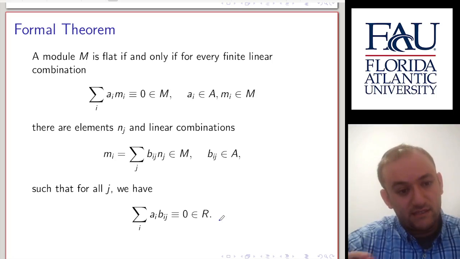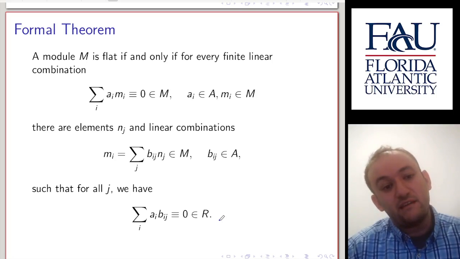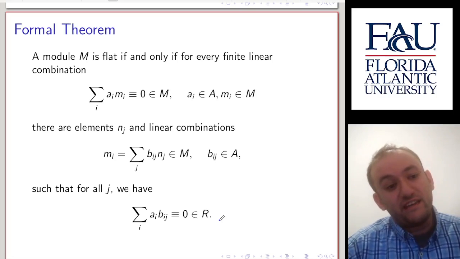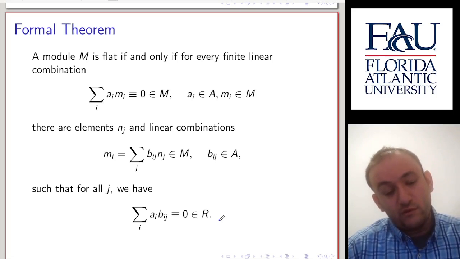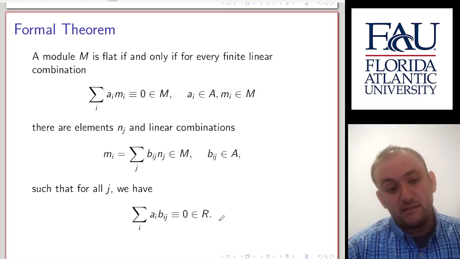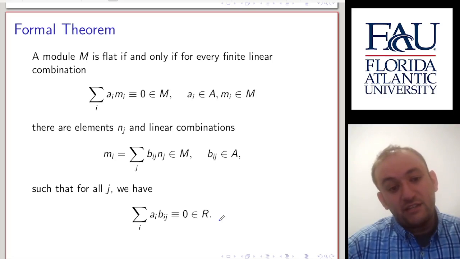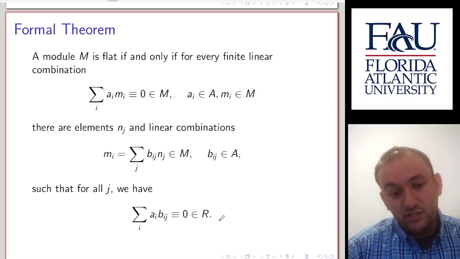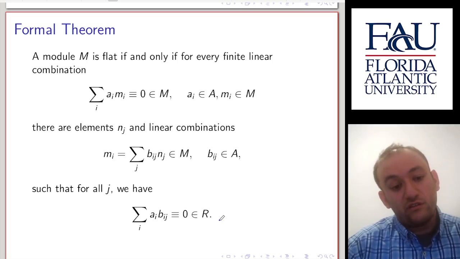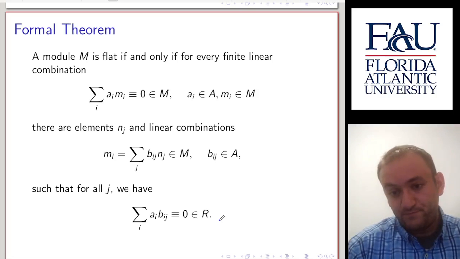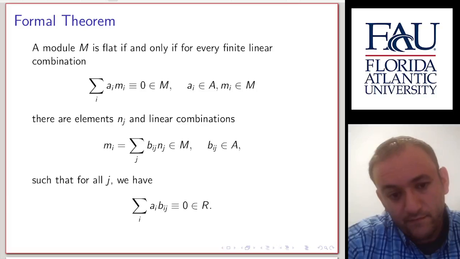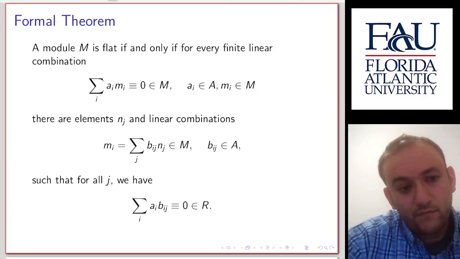Okay, and let's state this explicitly. A module M is flat if and only if for every finite linear combination where the sum of a_i m_i is equal to 0 in the module M, there are elements n_j and linear combinations m_i equals the sum of b_ij n_j, where the b_ij are elements of the ring, such that for all j, the coefficients sum to 0.